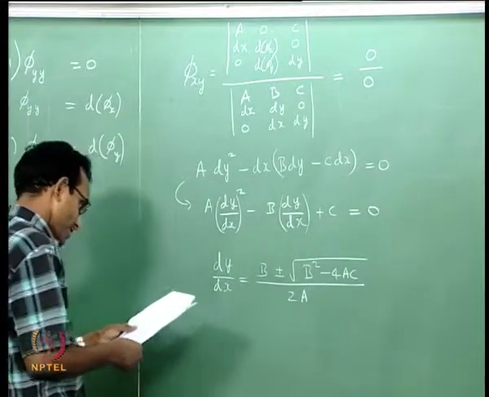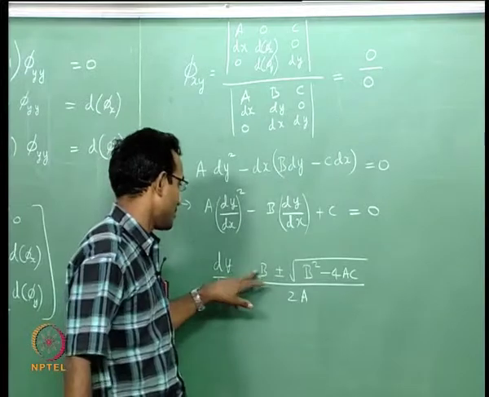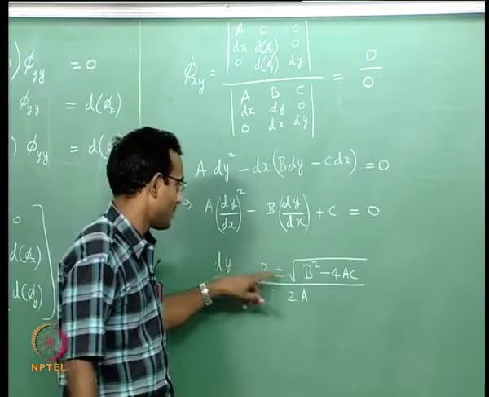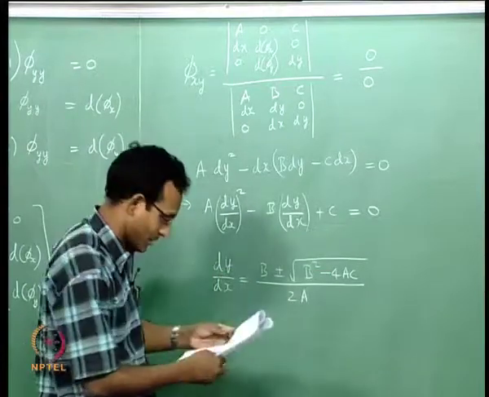Okay. So, now I have to substitute my original expression in terms of phi xx, phi x square, etc. for b, a and c. We will do that.